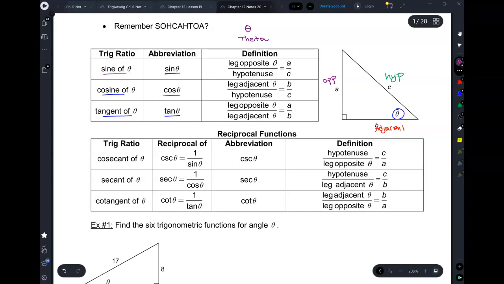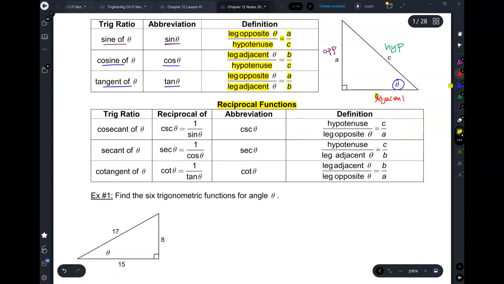Okay, so these you would probably have seen in geometry: sine, cosine, and tangent. Now, you can take these 3 and flip them around, take their reciprocals, and the reciprocal functions are the following. You've got cosecant. Cosecant is the reciprocal of sine. So if sine was opposite over hypotenuse, this is the reciprocal: hypotenuse over opposite, okay? Then secant is the reciprocal of cosine.